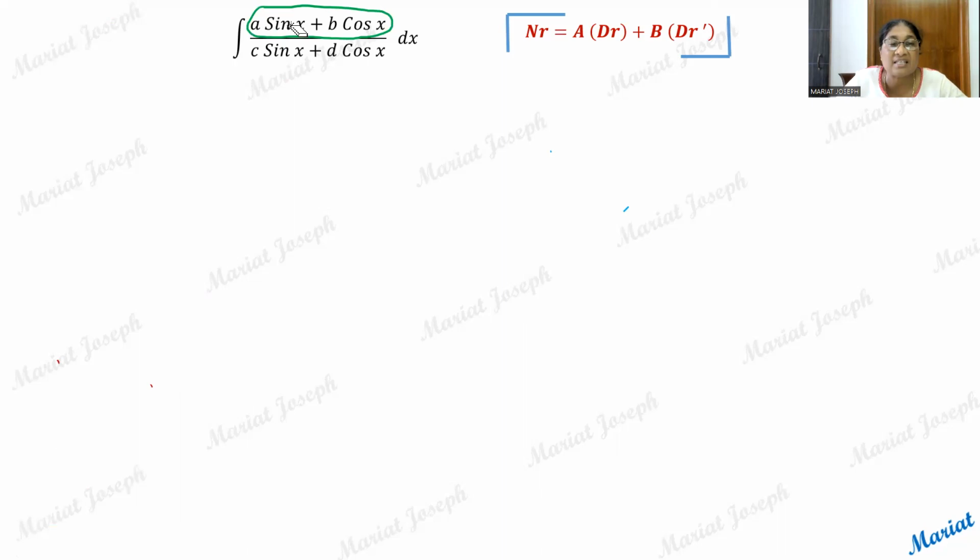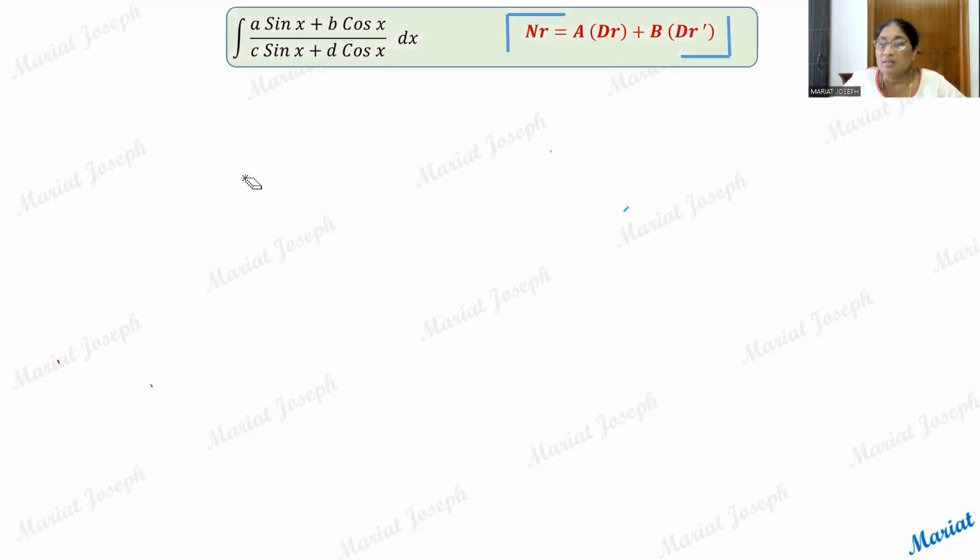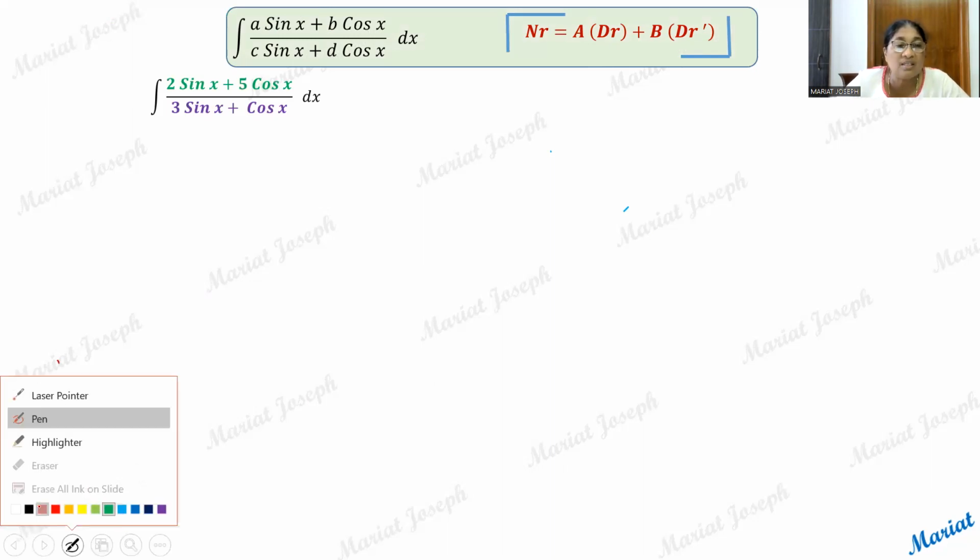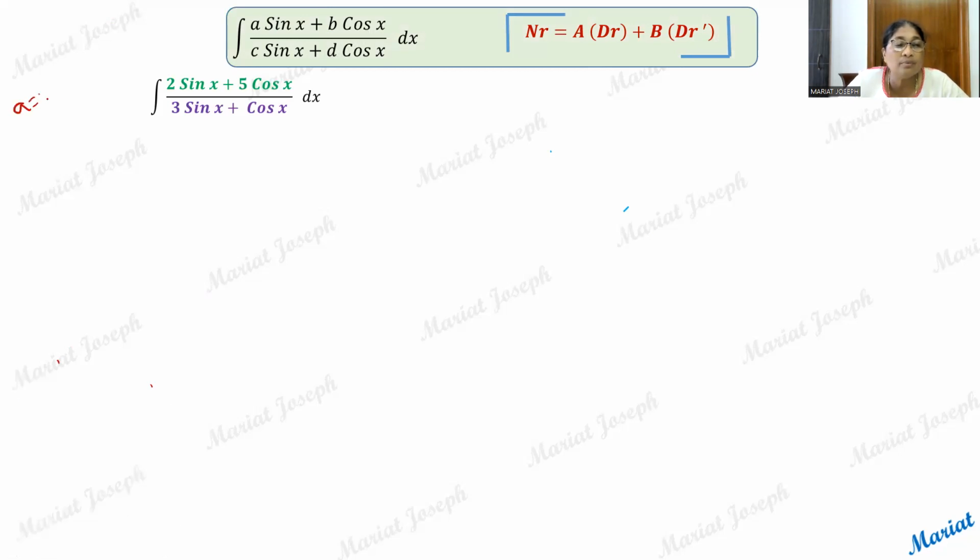I'm going to take a numerical example and do it. This is the procedure we will apply. Take an example. What is A, B, C, D? You can see A is 2, B is 5, C is 3, D is 1. So A, B, C, D are given in such a way that they are not just double or triple or anything. There is no interconnection. So we need to go for this method.